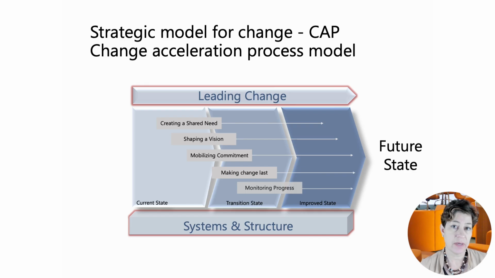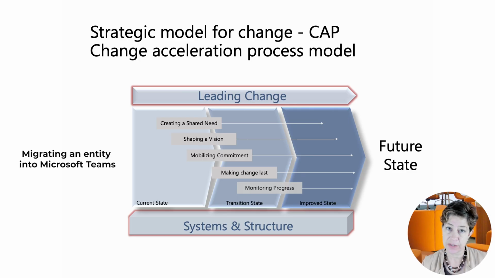Here's an example that we can use to think through the change acceleration process that many organizations are going through right now, and that is the transition to using Microsoft Teams throughout your organization. I know of a company who's acquired several other companies, and they don't all use Teams, but the goal is for them to move towards Teams to accelerate productivity and efficiency and working together.